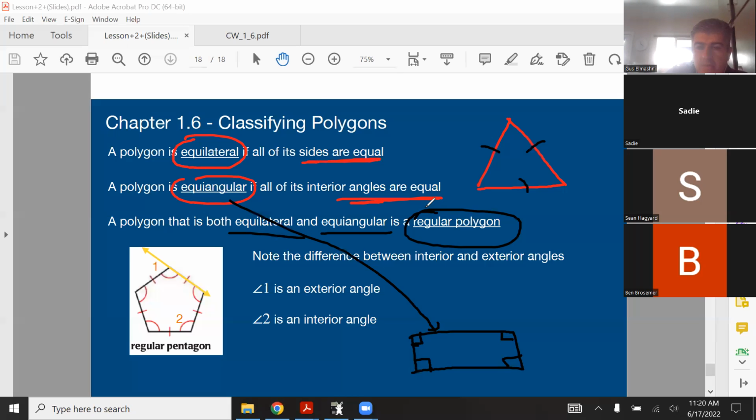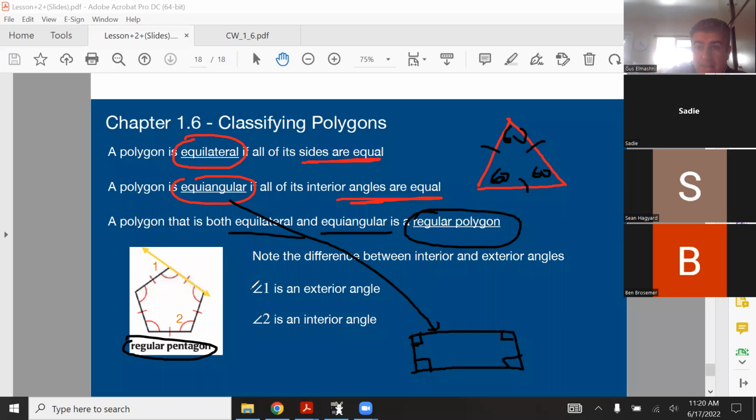So by default, an equilateral triangle is equiangular because each of these will be 60 degrees. So we say it's regular as well. Or a regular pentagon, meaning all 5 sides are the same and all 5 interior angles are the same.